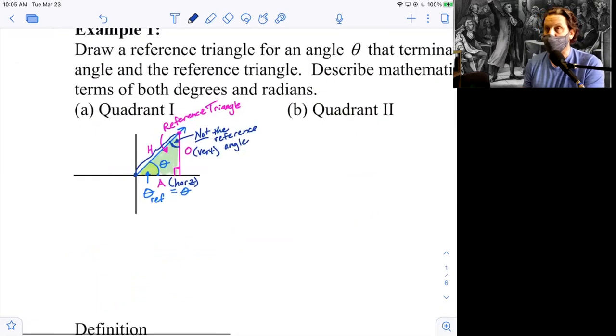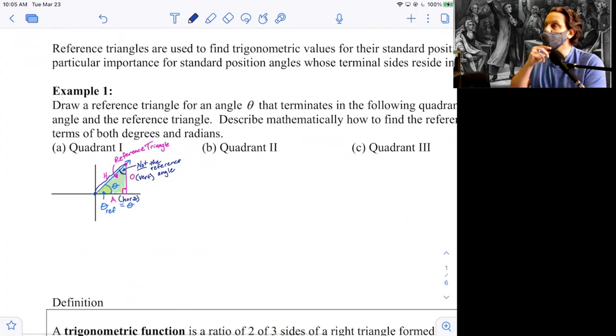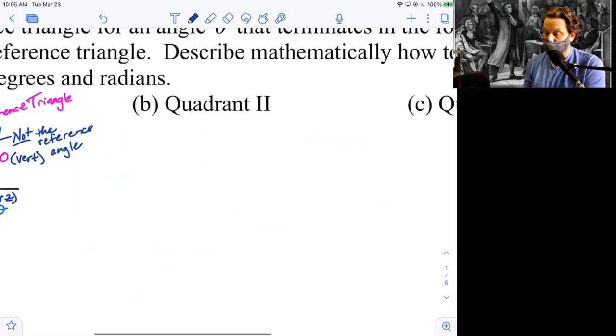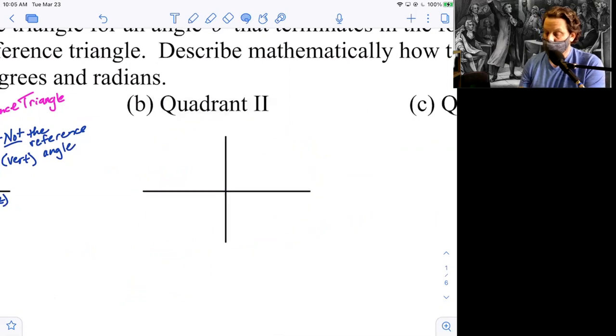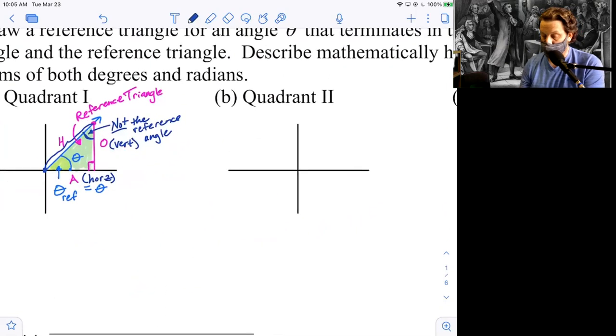We're going to do the same diagram, so we can choose independently where to stop. I chose independently to terminate in quadrant 1 for the first example. Let's do terminating in quadrant 2 and see what that looks like, all right? So now we'll use the same color scheme. I will take my angle starting on the positive x-axis, and I'm going to draw it somewhere in quadrant 2.